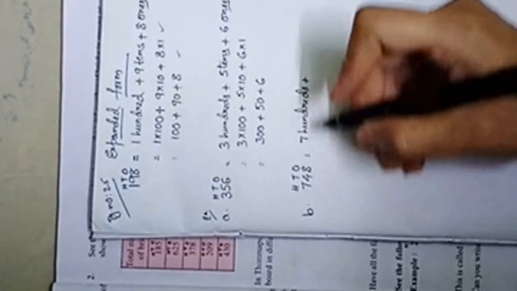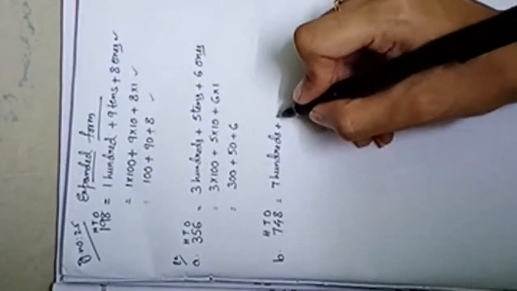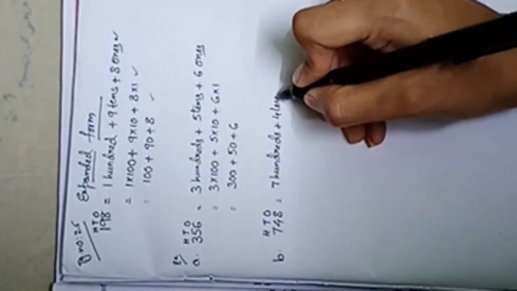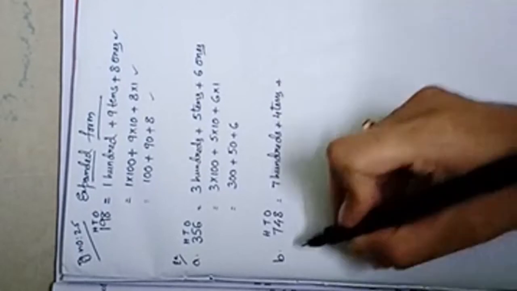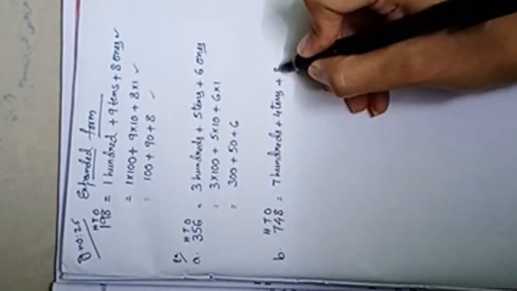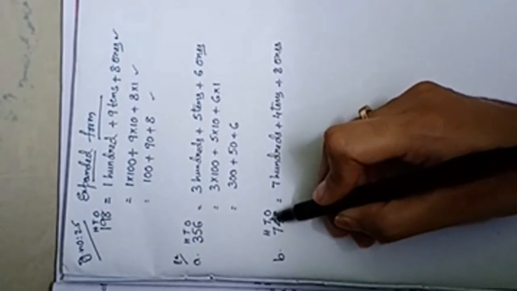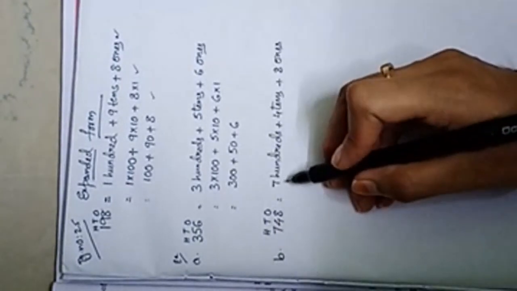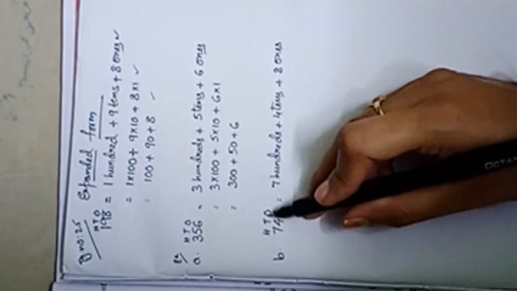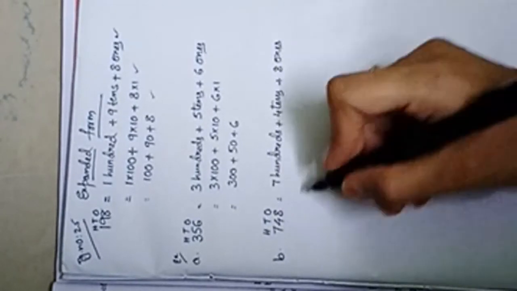Now, children, tell me how many tens are there here? There are 4 tens. Next, how many ones are here? There are 8 ones. Understood, children? 8 in ones place, 4 in tens place, 7 in hundreds place. So, I got 700, 4 tens, 8 ones.